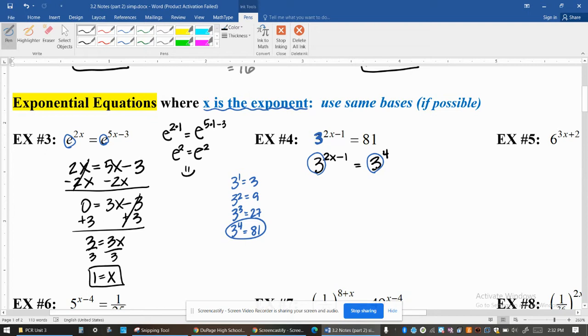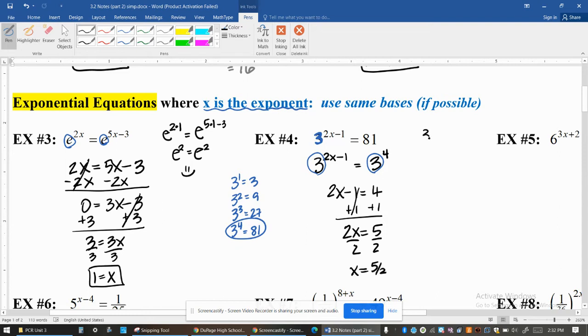As long as the bases are the same according to the uniqueness property, then their exponents have to be equal. So you're essentially trying to find out what the value of x is when 2x minus 1 equals 4. So add the 1, divide by 2, so x equals 5/2.